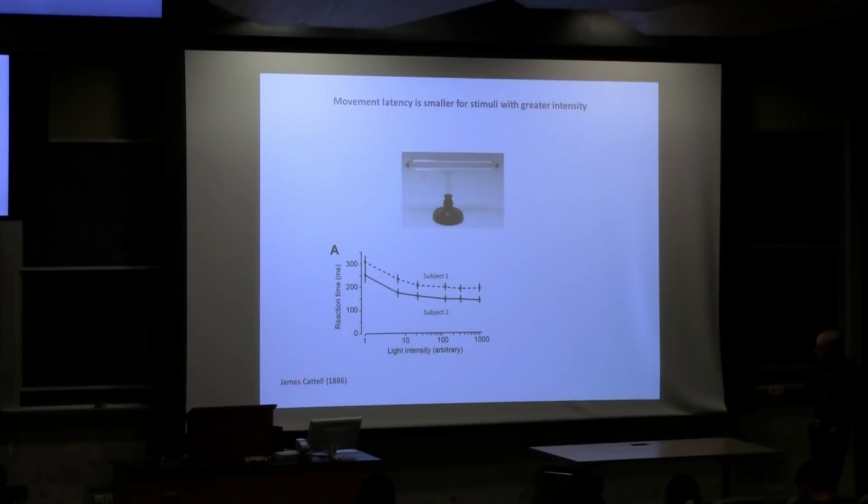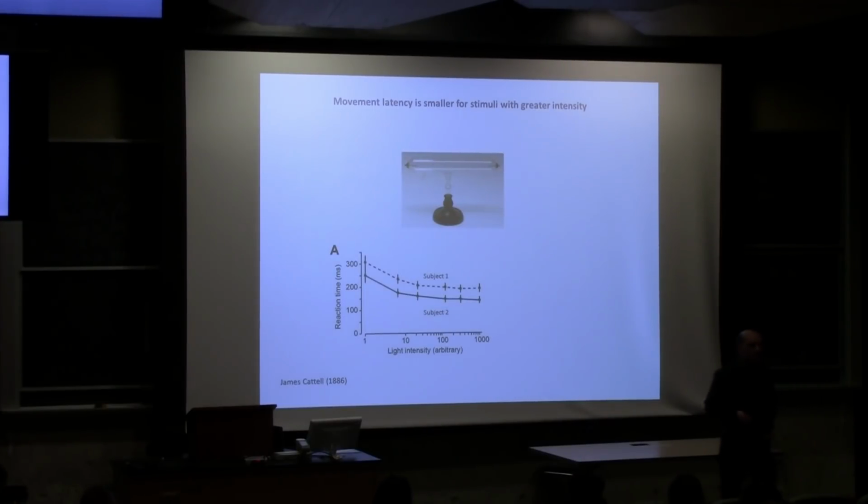So this is from 140 years ago, where this paper was published, and you see that basically the brighter the light is, the earlier the movement is made. The movement is on the order of 180 to about 300 milliseconds in reaction time. So this is before the movement starts. So the person reacts sooner when the stimulus is brighter. Okay? That maybe isn't surprising.